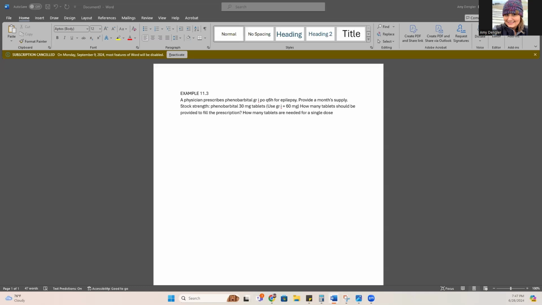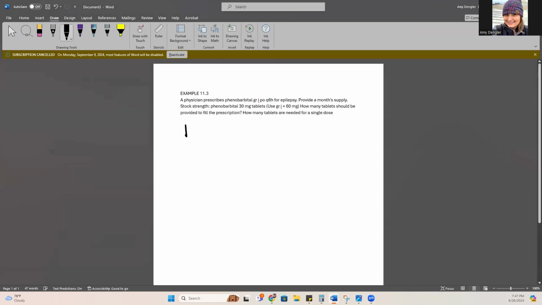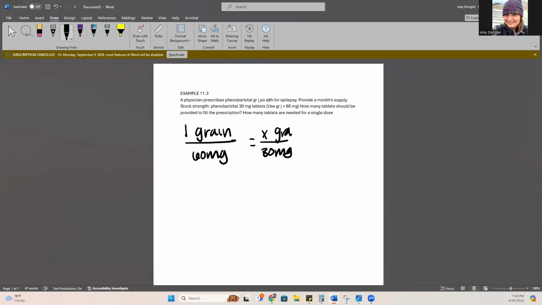Example 11.3, a physician prescribes phenobarbital GR I, so that's 1 grain by mouth every 6 hours for epilepsy. Provide a month's supply. In stock, we have 30 milligram tablets. How many tablets should be provided to fill the prescription? So 1 grain is equal to 60 milligrams, and we have 30 milligram tablets. How many grains are those?